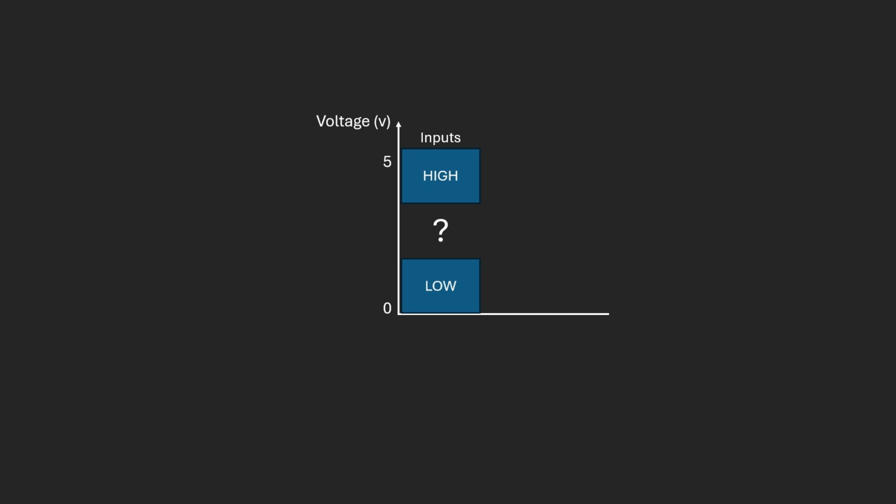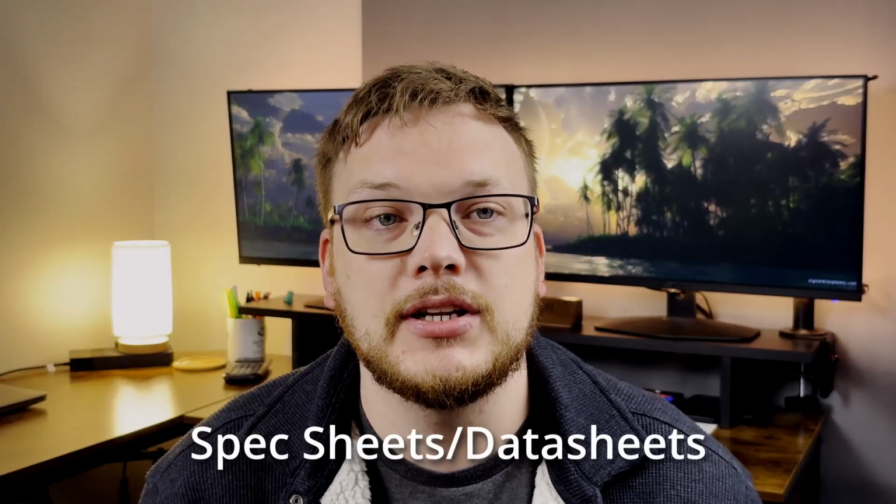Is 1 volt low or high? What about 3 volts? This is where specification sheets, or spec sheets, also called data sheets, come in handy. Every device manufacturer publishes specs, which describe the proper operating conditions for their device to operate as intended. Let's take a look at an example of a spec sheet.